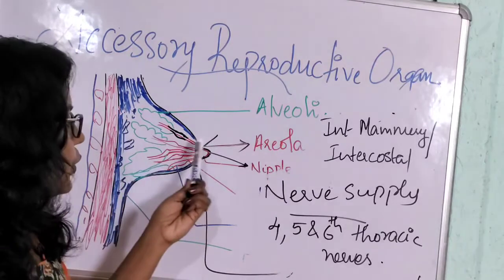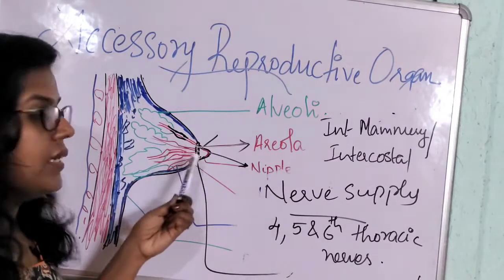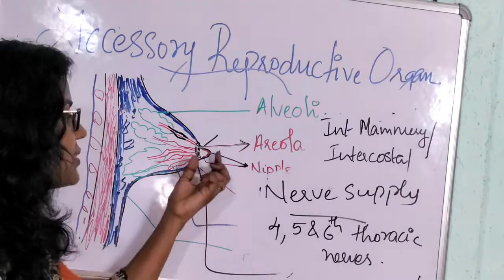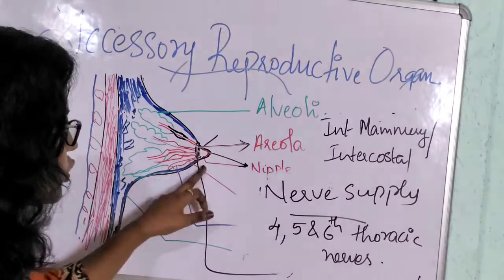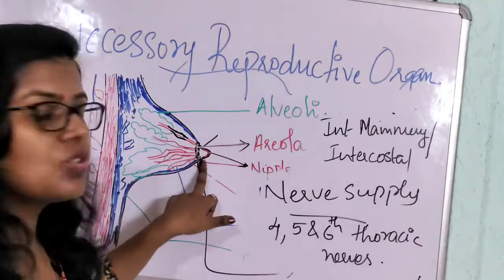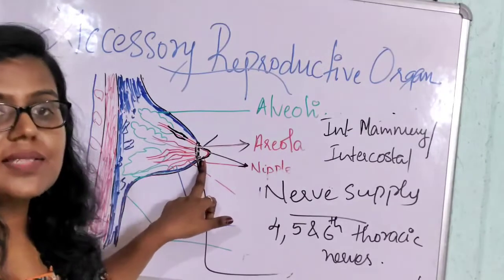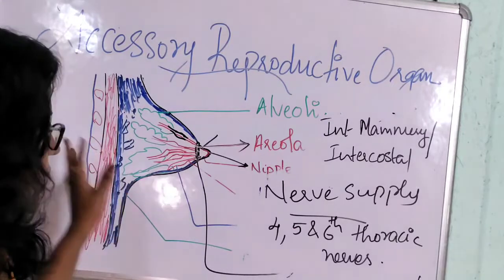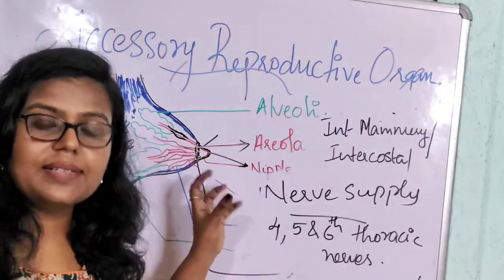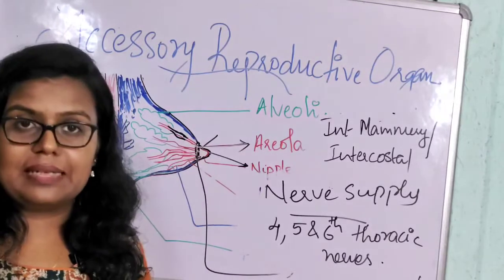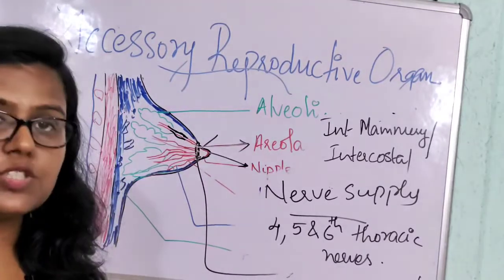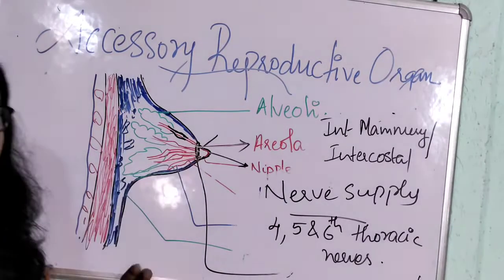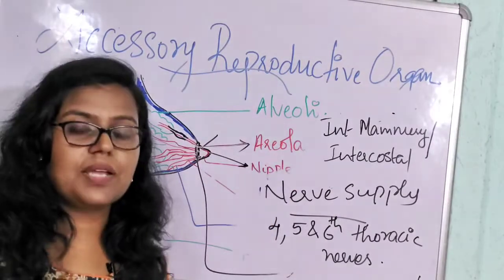Numerous sensory nerve endings are present on the nipple. There are touch receptors, and these touch receptors are stimulated by the sucking reflex. Because of that, it will stimulate the hypothalamus, and because of that the oxytocin will be released, and it also enhances the secretion or ejection of the milk. So this is about the structure, the nerve supply and the blood supply of the breast.